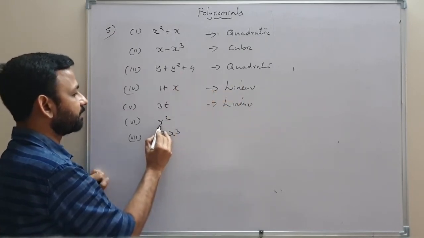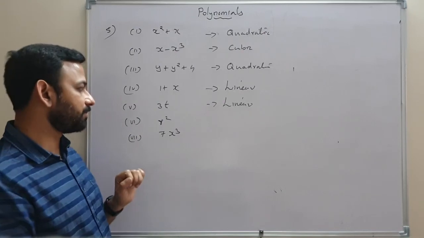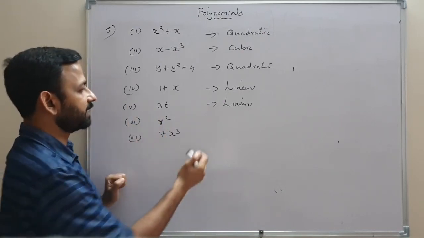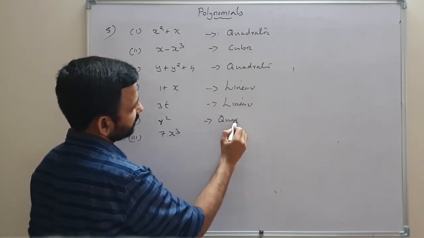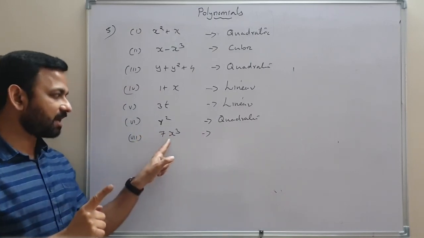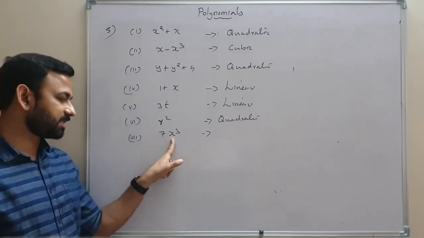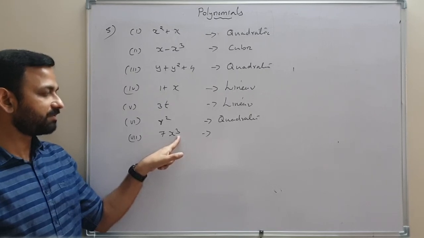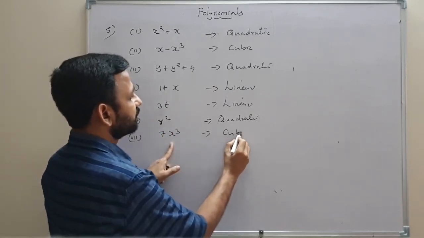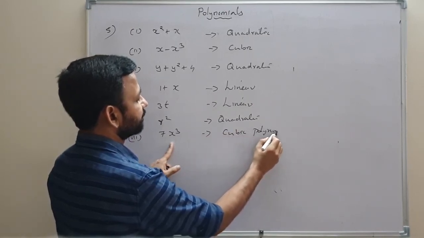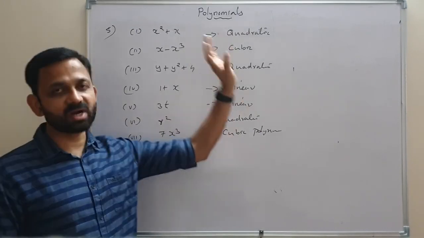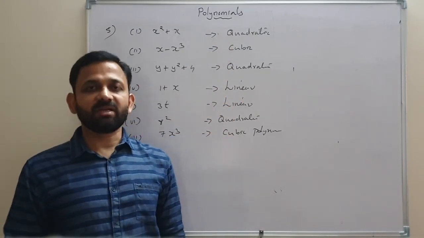And here the variable is r, the power of the variable is 2, so the degree of this polynomial is 2, so this is an example of a quadratic polynomial. And here we have the variable x and the power of the variable is 3, so the degree of this polynomial is 3, so this is an example of a cubic polynomial. So similarly we can identify linear, quadratic, cubic polynomials, etc.